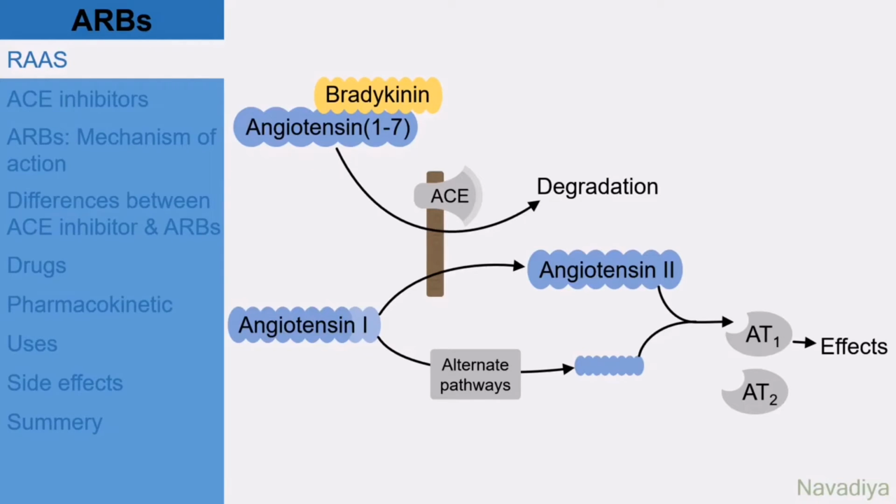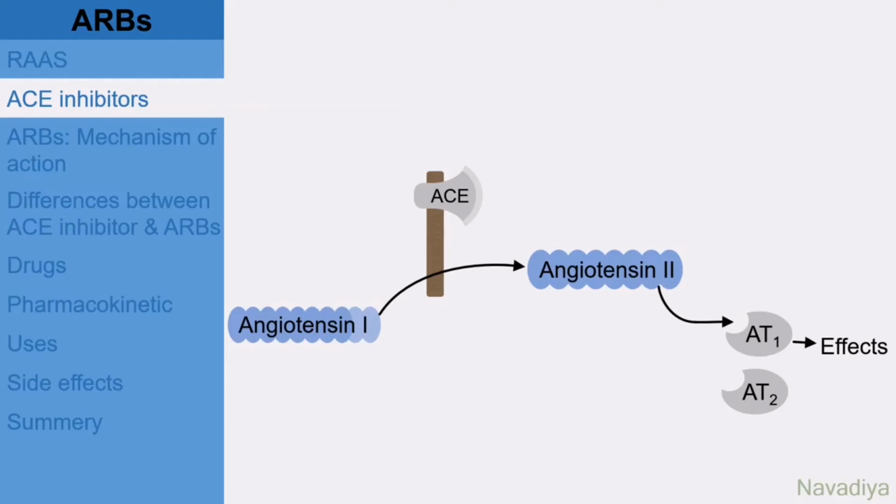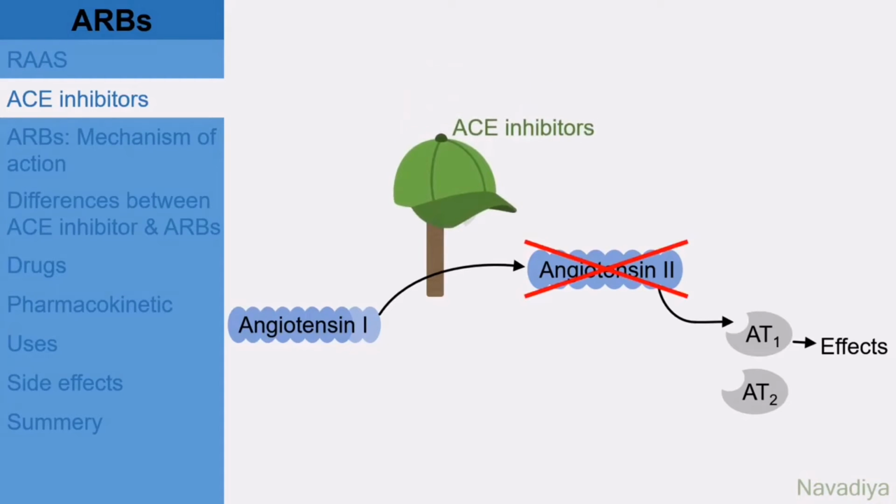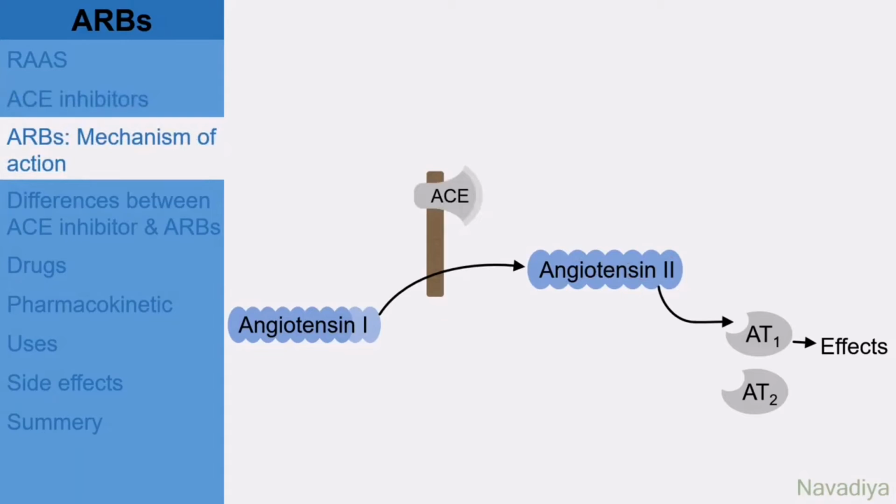Coming to the drugs that inhibit this system. One group is ACE inhibitors. They inhibit ACE and thereby reduce synthesis of angiotensin 2. The second group and topic of this video is angiotensin receptor blockers. They bind with angiotensin receptors and block the effect of angiotensin 2. They are 10,000 times more selective for AT1 receptors.